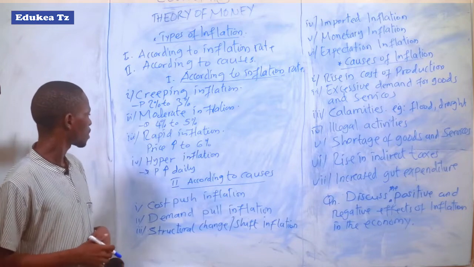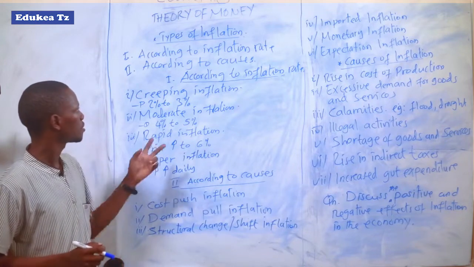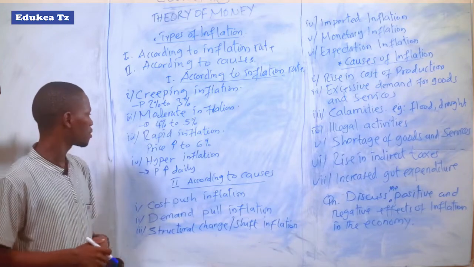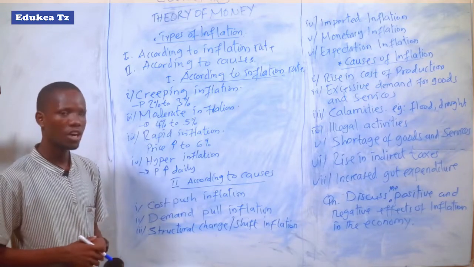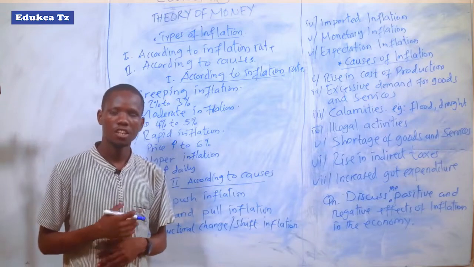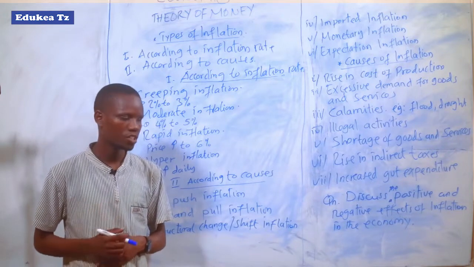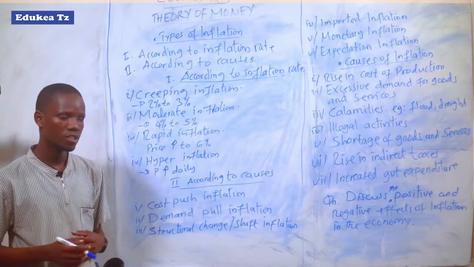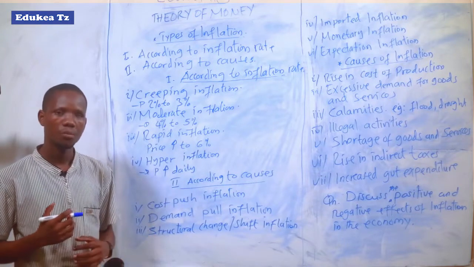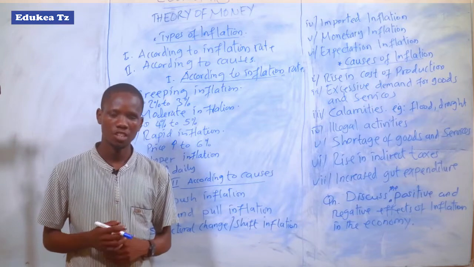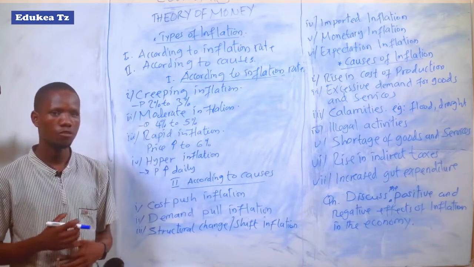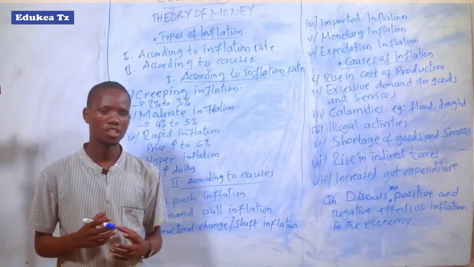So the third type of inflation according to inflation rate is rapid inflation. This rapid inflation occurs when the inflation rate rises to 6%. So this is harmful to the economy, and when it occurs, it discourages people from engaging in production as they expect maybe to get loss from what they are producing in the economy.